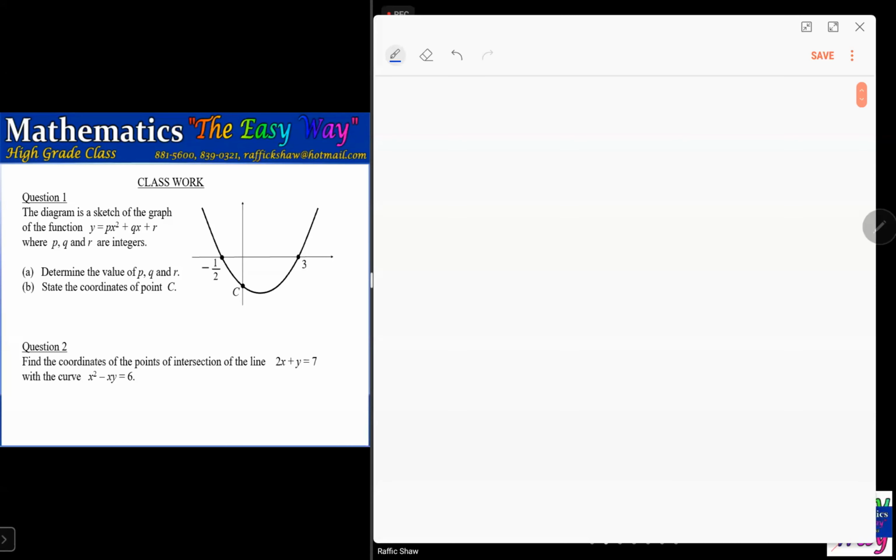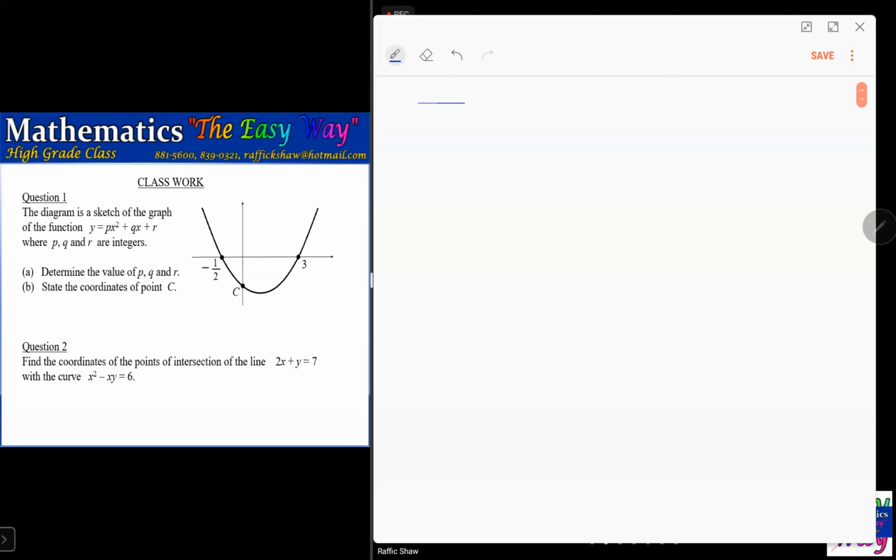And this question is also asking us for the coordinates of C, where C clearly is the y-axis intercept. And that usually is your C value. In this case, it is going to be your R value. R is a constant. All right, so let's go. And I'll show the two methods to do this question. We're going to do it both ways.